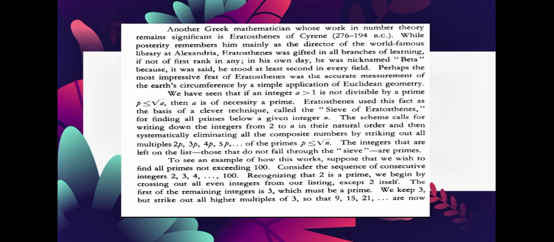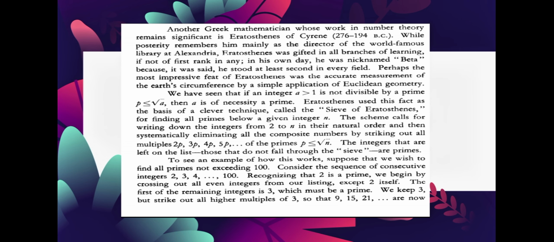Eratosthenes used this fact as the basis of a clever technique called the Sieve of Eratosthenes. For finding all primes below a given integer n, the scheme calls for writing down the integers from 2 to n in their natural order, and then systematically eliminating all the composite numbers by striking out all the multiples 2p, 3p, 4p, 5p, and so on of the primes p less than or equal to the square root of n. The integers that are left on the list, those that do not fall through the sieve, are primes.